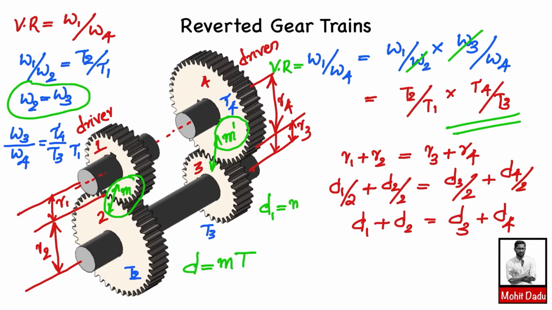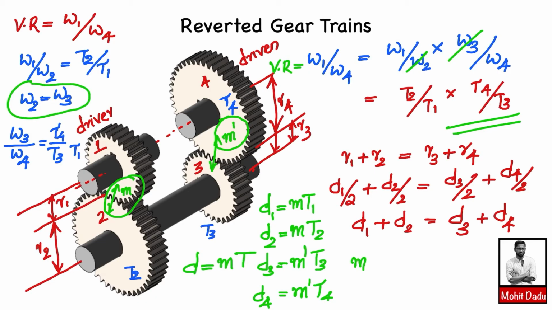So d1 I can write as m into t1. d2 I can write as the same module m into t2, since 1 and 2 have module m. And d3 I can write as m dash into t3, and d4 as m dash into t4. So d1 plus d2 I can write as m into t1 plus t2, since the module is common for those two gears which are in mesh, and it is equal to m dash into t3 plus t4, since 3 and 4 are in mesh. This expression you may require when you are solving problems.